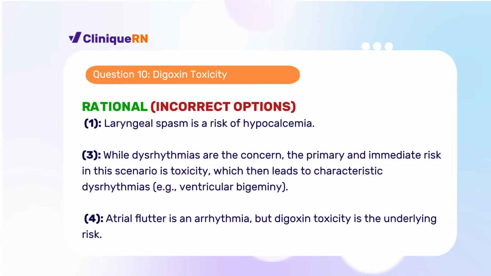Incorrect options. 1. Laryngeal spasm is a risk of hypocalcemia. 3. While dysrhythmias are the concern, the primary and immediate risk in this scenario is toxicity, which then leads to characteristic dysrhythmias, for example, ventricular bigeminy. 4. Atrial flutter is an arrhythmia, but digoxin toxicity is the underlying risk.